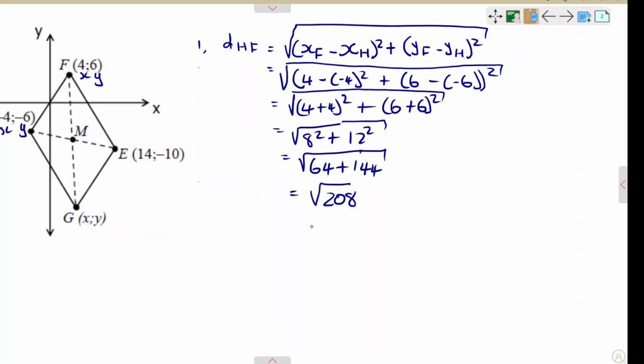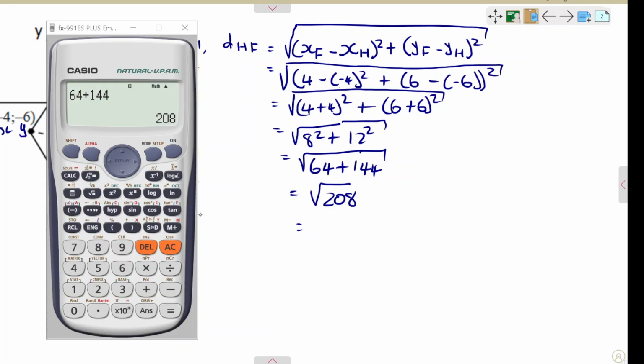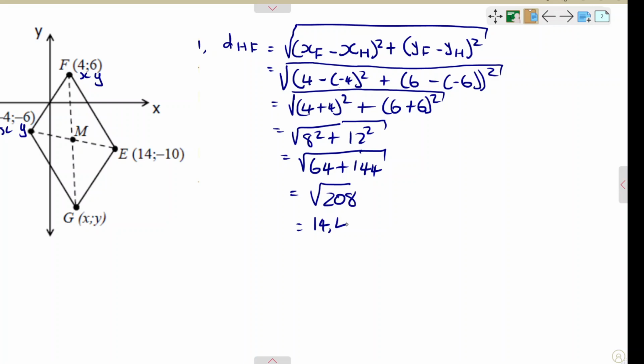Then we must find the square root of 208. So that's giving us something like 14,42. So this is the answer. 14,42 is the distance between F and H. That's the distance. So that was number one.